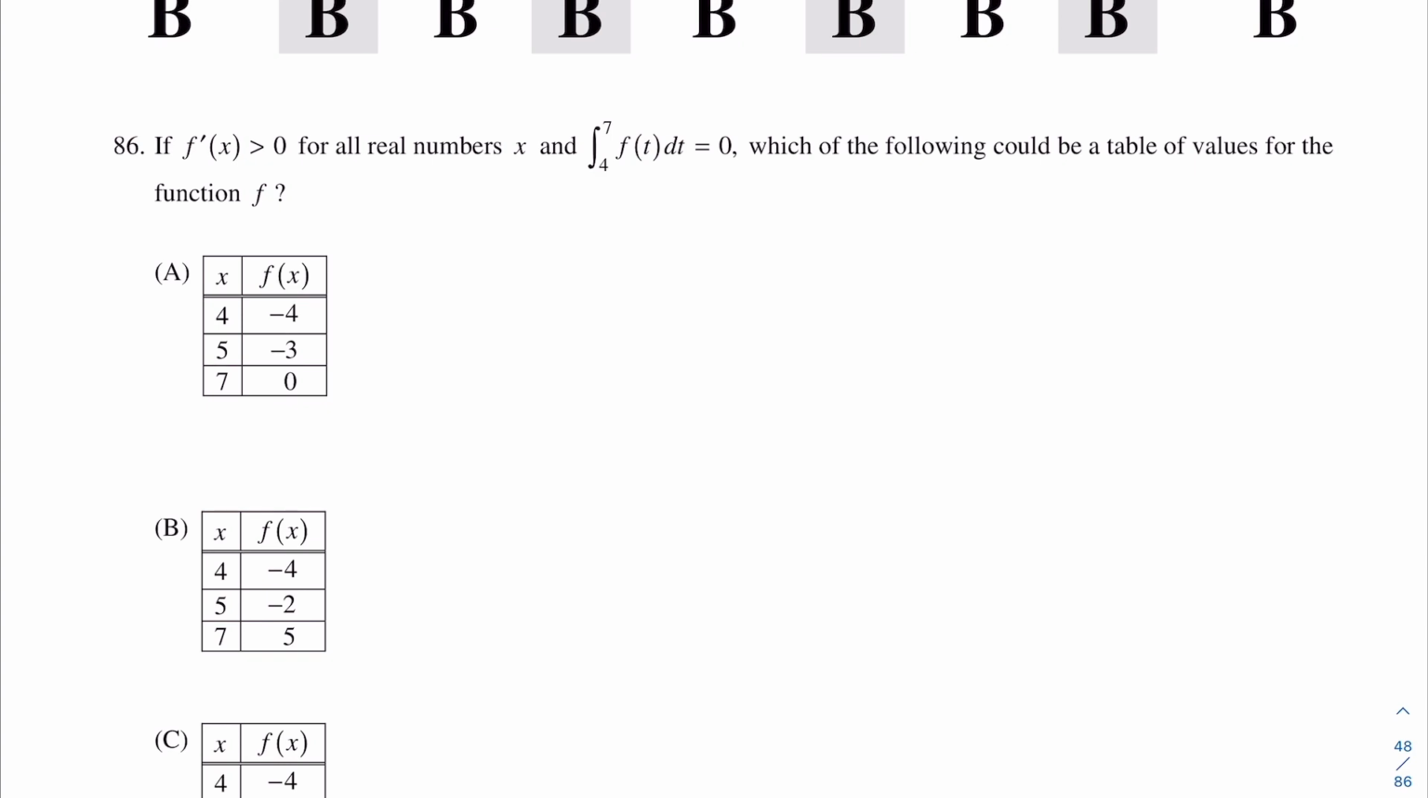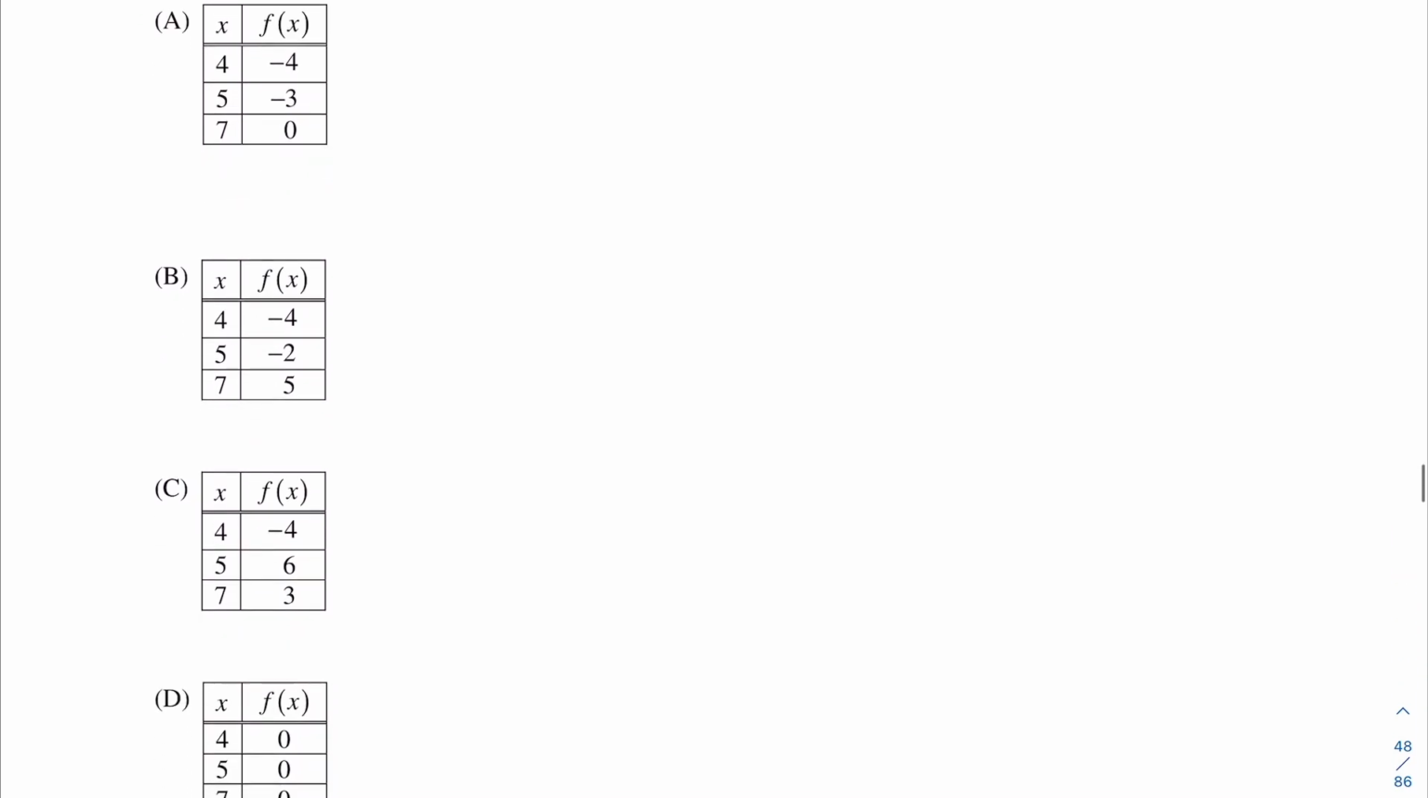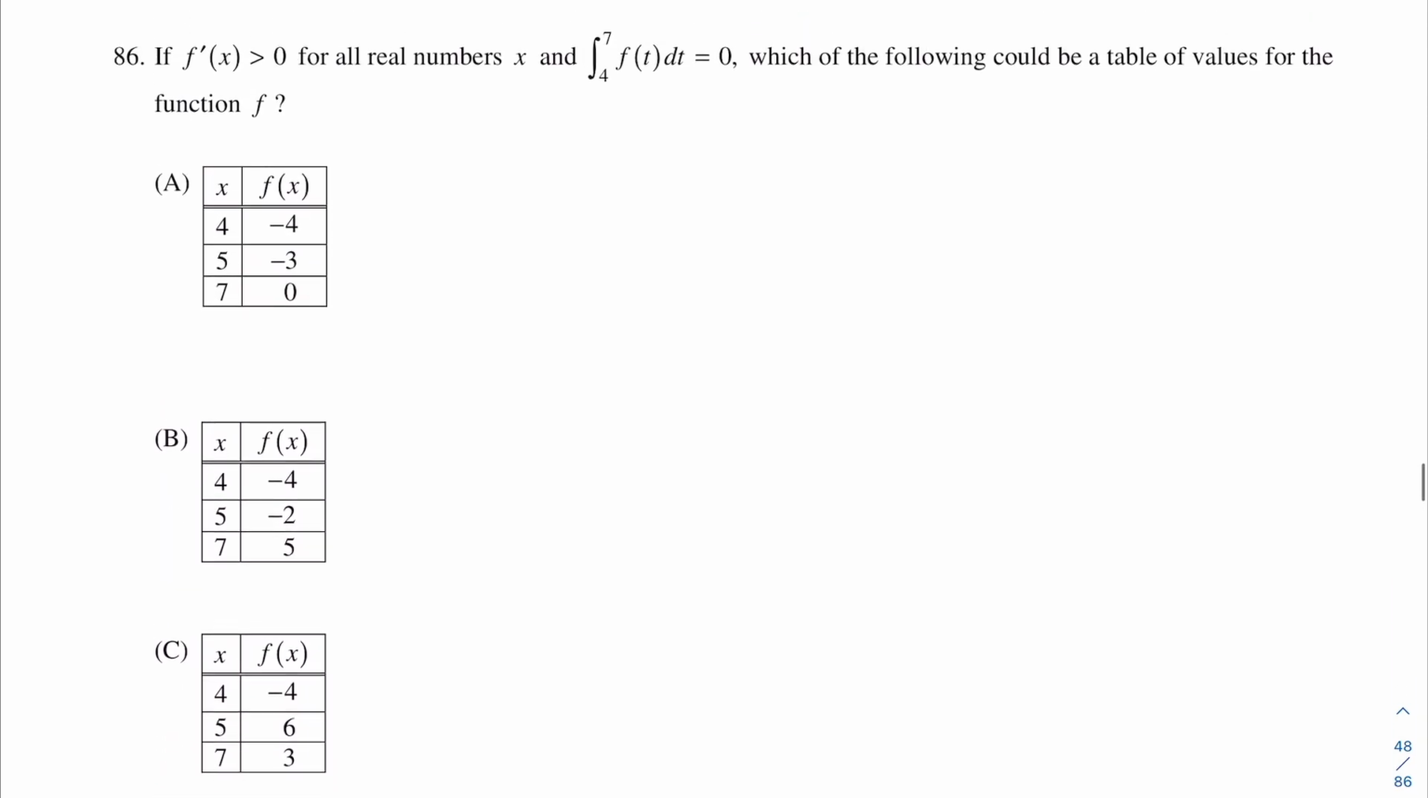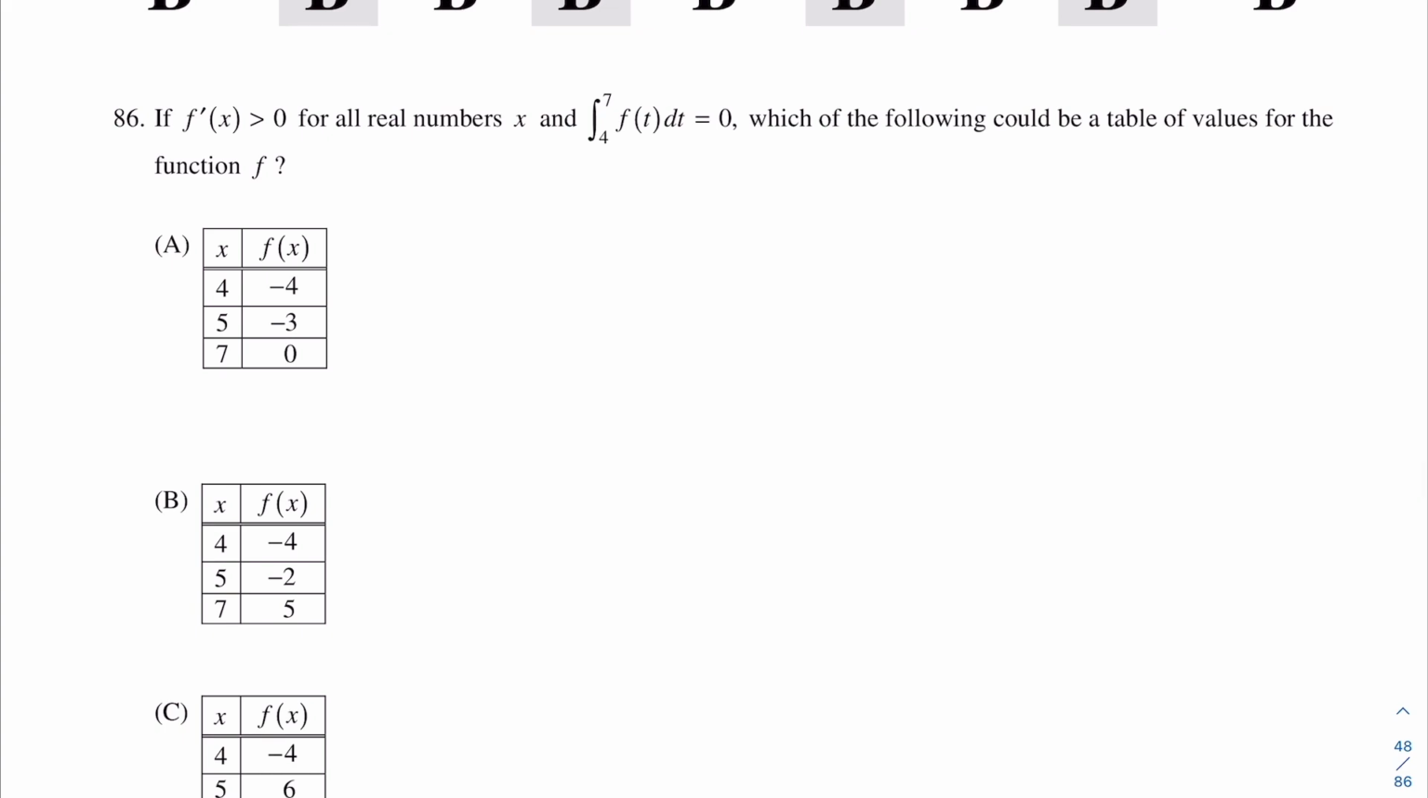86. If f prime of x is greater than 0 for all real numbers x, and the integral from 4 to 7 of f of t dt is equal to 0, which of the following could be a table of values for the function f? So now we have 5 options, A, B, C, D, and E. I'm going to slide up and slide down. You can't see all of them all at once. But these tables give us values for x from 4 to 7 with their y values at that point. And we need to find ones where the integral from 4 to 7 comes out to be 0.